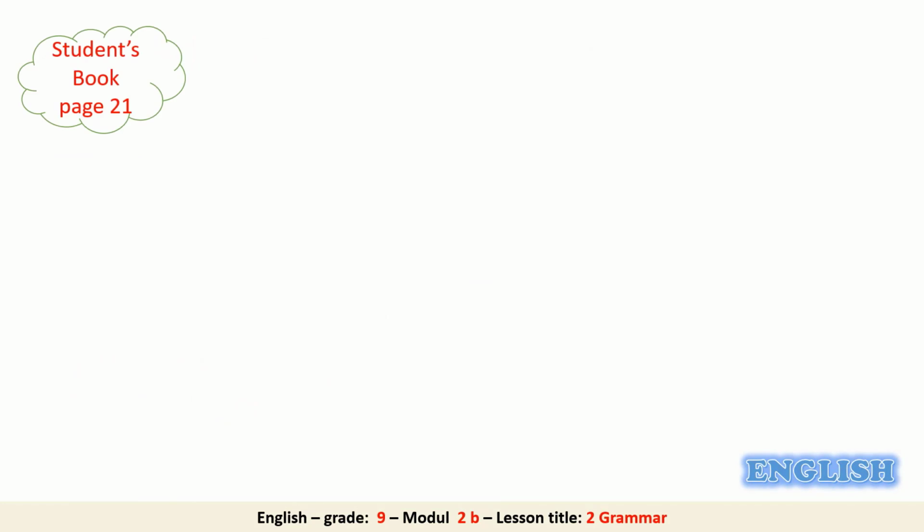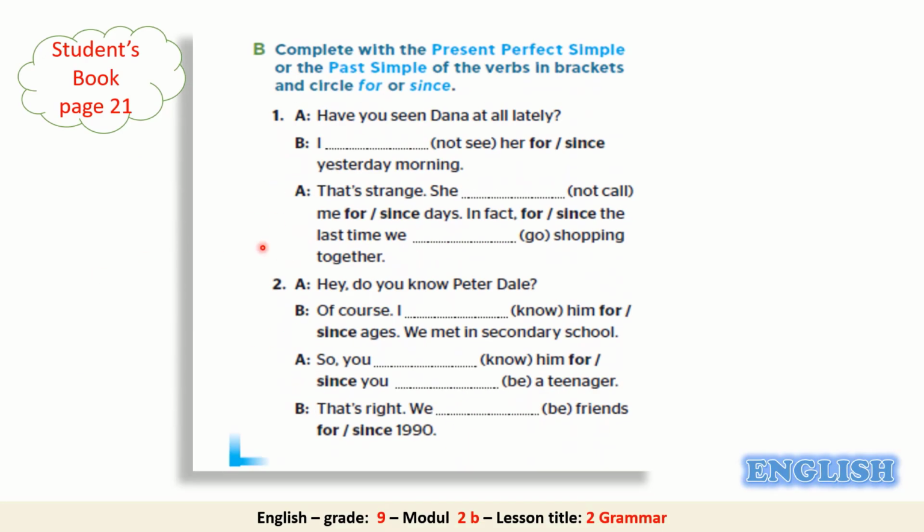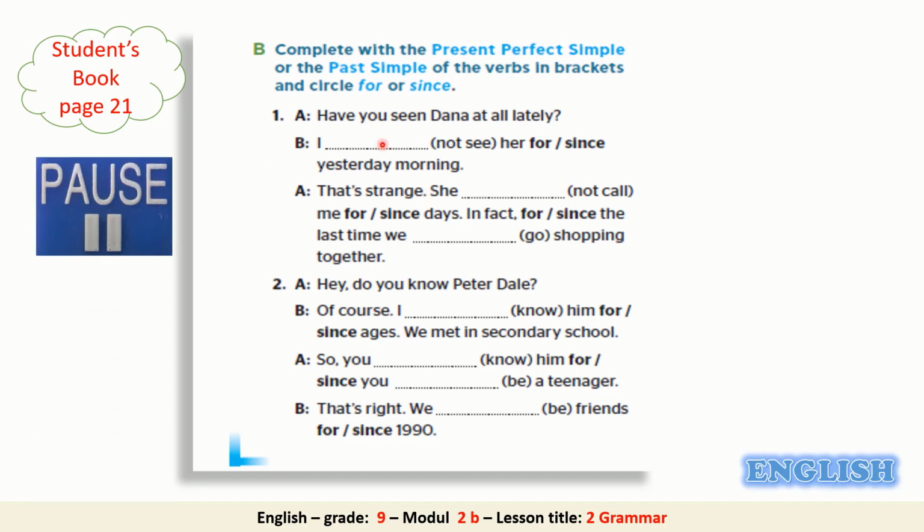And now let's go to Students Book, page 21. Here we are going to do this exercise, complete with the present perfect simple or the past simple of the verbs in brackets, these verbs. Then circle for or since. Here we have some sentences. We are going to put the verb in the correct tense, then circle either for or since. What I want you to do now is to pause the video and try to do the exercise. Go ahead.